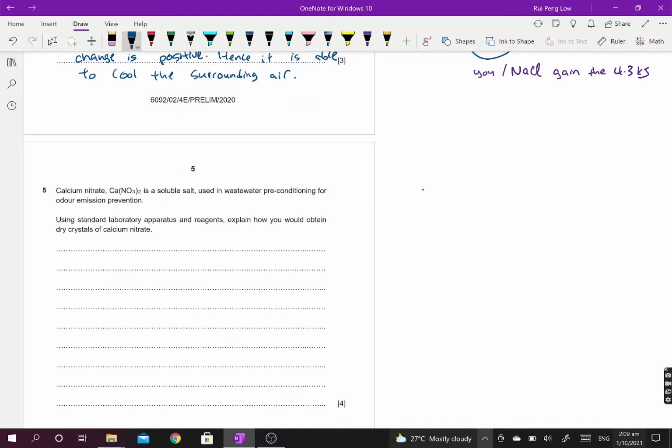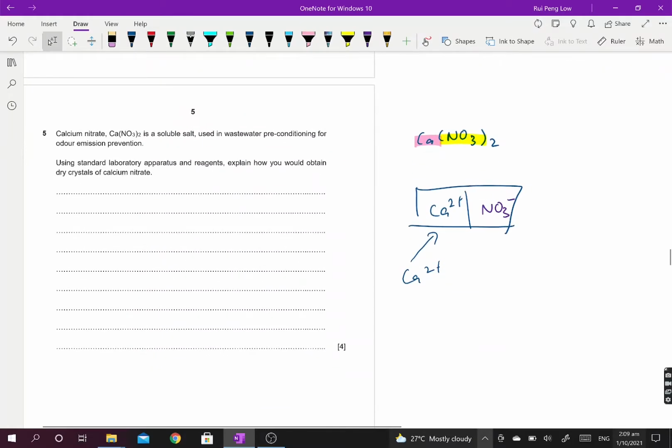Now, so we have calcium and we have nitrate. As usual, I will always split this into two. You need nitrate, and then you need your calcium 2+. Now, then you will ask yourself, how can I get calcium 2+? Now, you can get calcium 2+ in a few ways.